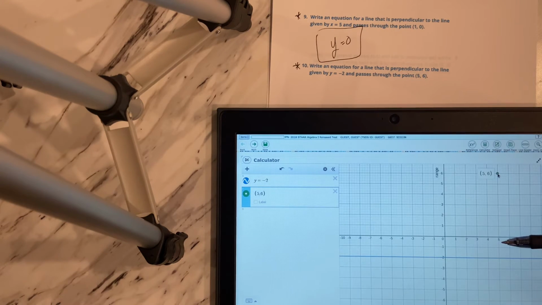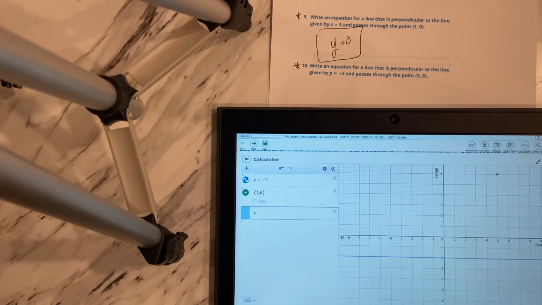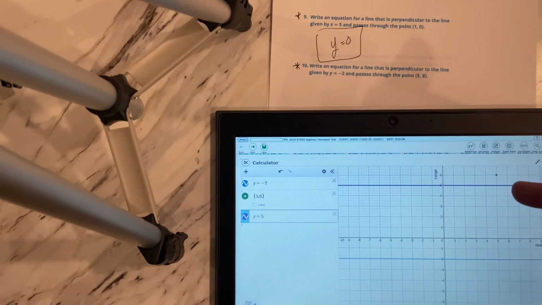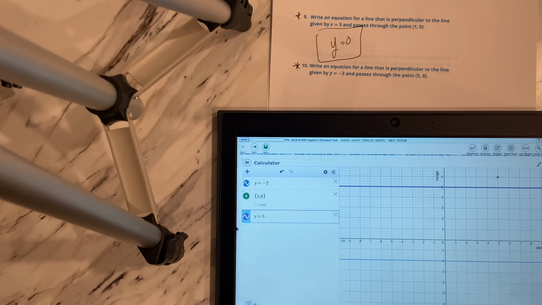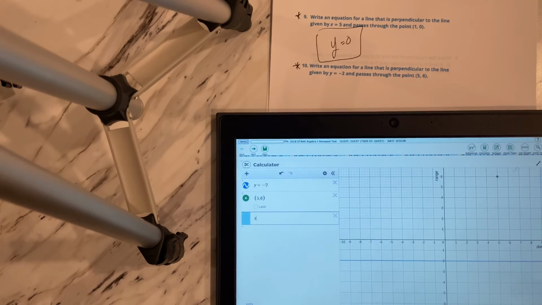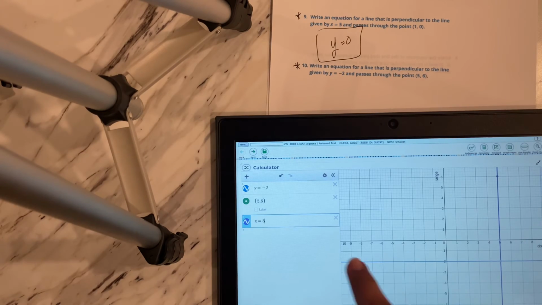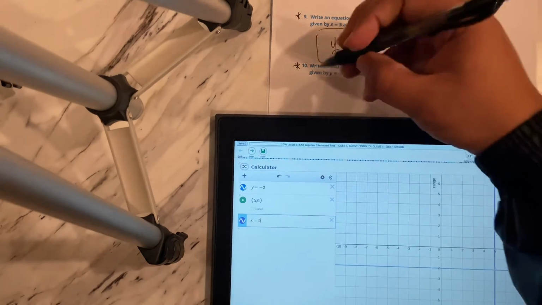So what do I want to write? Do I write y equals 5 or x equals 5? Let's check it out. y equals 5. That's up there. Doesn't even come close to the point that I want. So we know that's wrong. x equals 5. Boom. I love it. Answer is x equals 5 for number 10.